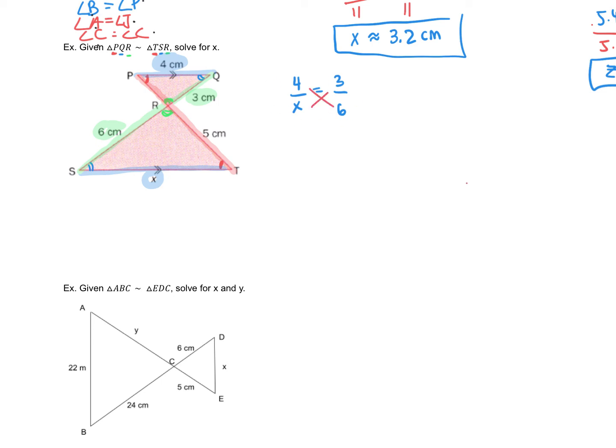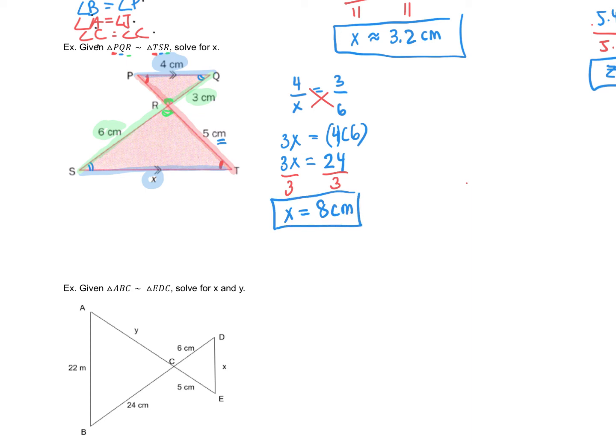And now we crisscross. So the X is paired up with the 3, the 4 is paired up with the 6, so that 3X equals 4 times 6, which is 24. And then last step, which we've seen lots, is divide both sides by 3 and we get 8. And don't forget about your units for communication, so 8 centimeters.